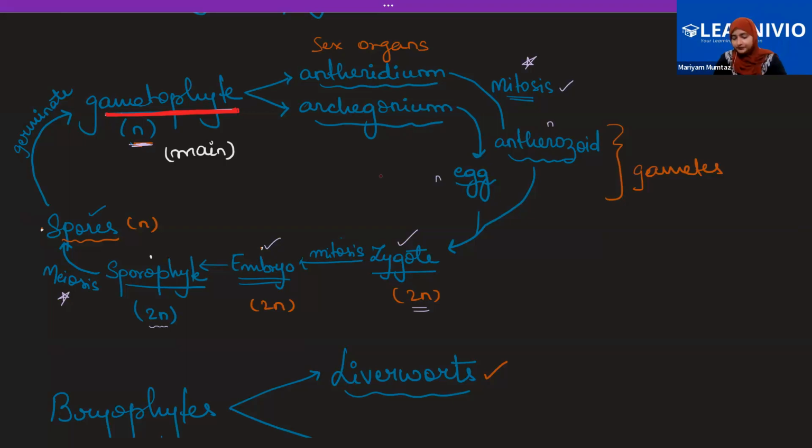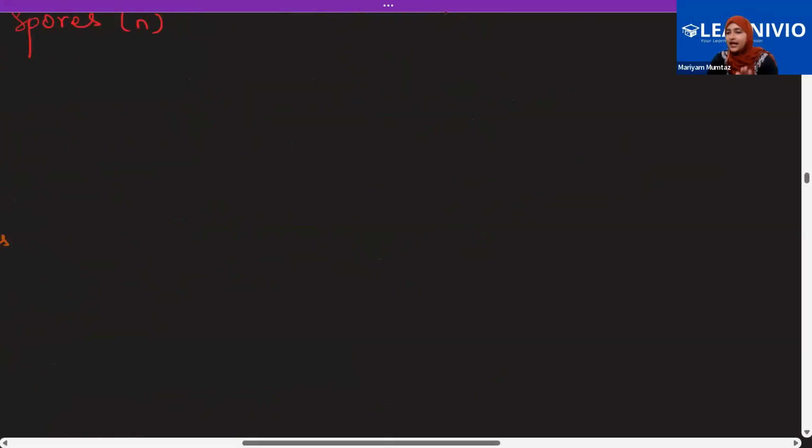Now let us see how. If I say that the main plant body is gametophytic, the gametophytic plant body has the sex organs on it, okay? Because it has to make gametes, and the gametes are made in the sex organs. Normally it happens. The male sex organ is called the antheridium and the female sex organ is called the archegonium.